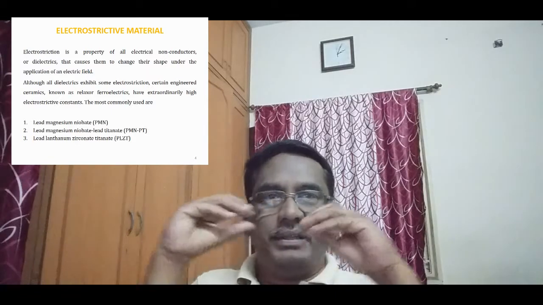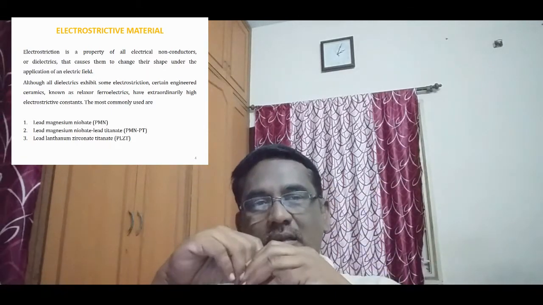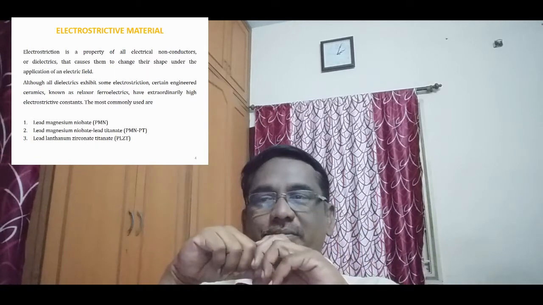And the second one is the electrostrictive material. Electrostriction is a property of all electrical non-conductors, or dielectrics, that causes them to change their shape under the application of an electric field. It is a material which will not conduct any electricity, a dielectric or non-conductor. When electricity is applied to the material, it will change its shape. So we are making use of this change in shape for applications in smart structures.